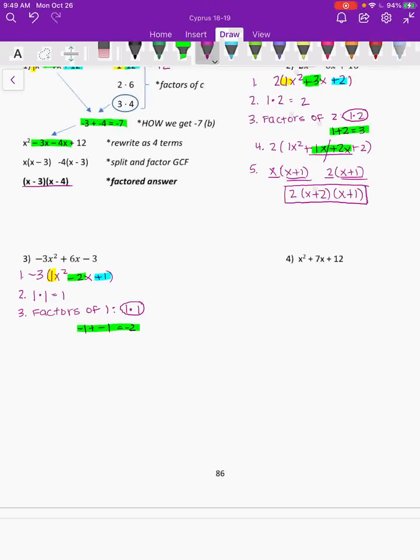Okay. So step 4 now, rewrite our problem. Our negative 3 gets out front still. I have 1x squared, but instead of negative 2x that we had in the original problem from step 1, I'm going to replace that with negative 1x and negative 1x. So now you can see I've replaced negative 2 with negative 1 and negative 1.